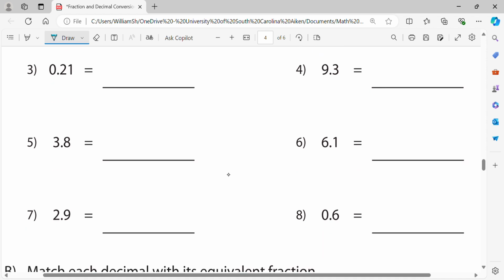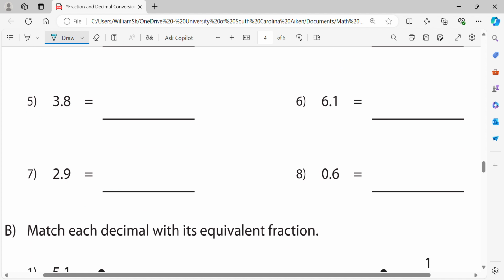Alright, let's look at this one. The furthest decimal is in the hundredths place. Tenths, hundredths. Furthest decimal's in the hundredths place. So I need to put 21 over 100. Simplify if possible. Here we can't. So we're done. My furthest decimal is in the tenths place in this one. 9.3. Furthest decimal is in the tenths place. So I need to put 93 over 10. Can't reduce any further, so I'm done. Wow, real easy, right?